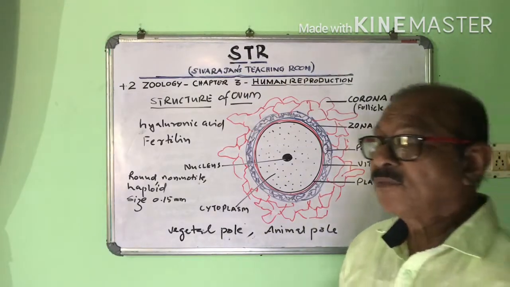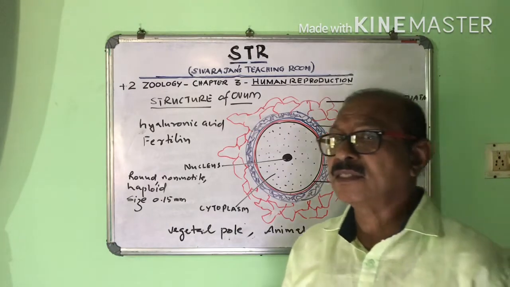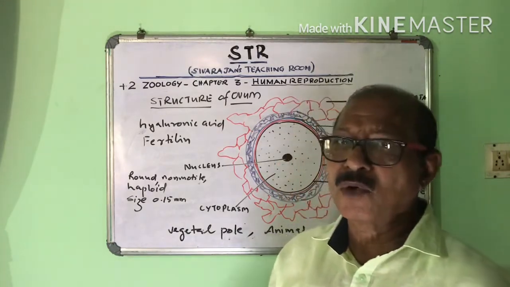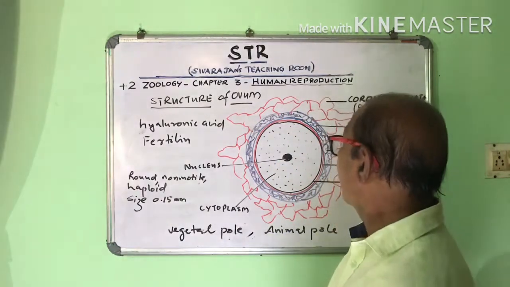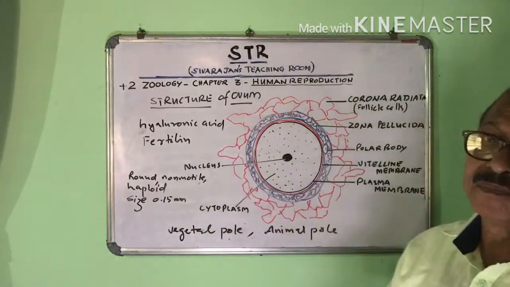In our last episode, we had discussed oogenesis. What is oogenesis? Oogenesis is the process of formation of the ovum, the female gamete. And today, in this episode, we will be discussing the structure of the ovum.